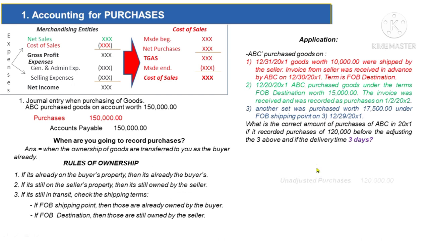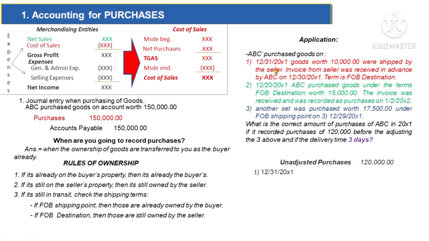So ABC has adjusted purchases of 120,000. Now this has a chance of being changed because of these 3 purchases. Aside from this, it is stated that the goods from the supplier are usually delivered in 3 days. So now let's check number 1. On 12/31/20x1, goods worth 10,000 were shipped by the seller. So it means it's still in transit on 12/31/20x1 because again, it takes 3 days for it to arrive, meaning it will be received by ABC in 20x2.